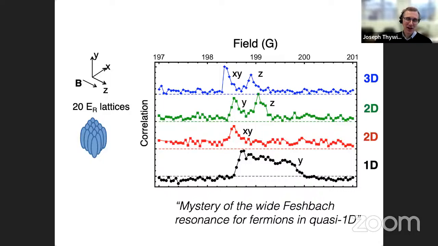So if I look at what's happening in terms of losses or correlations or anything like that, we saw a really broad response. And actually, we saw this in the lab many years ago and have been just scratching our heads about this. Why is 1D so different? And so this is kind of the mystery that I want to present the solution to. We finally understood this.